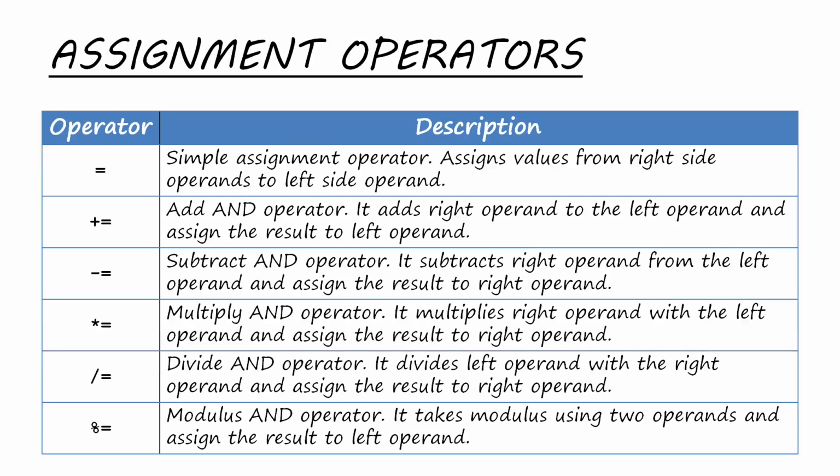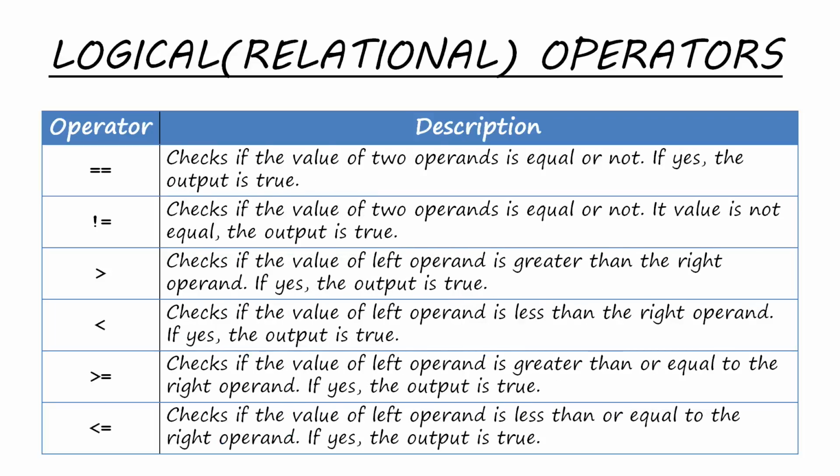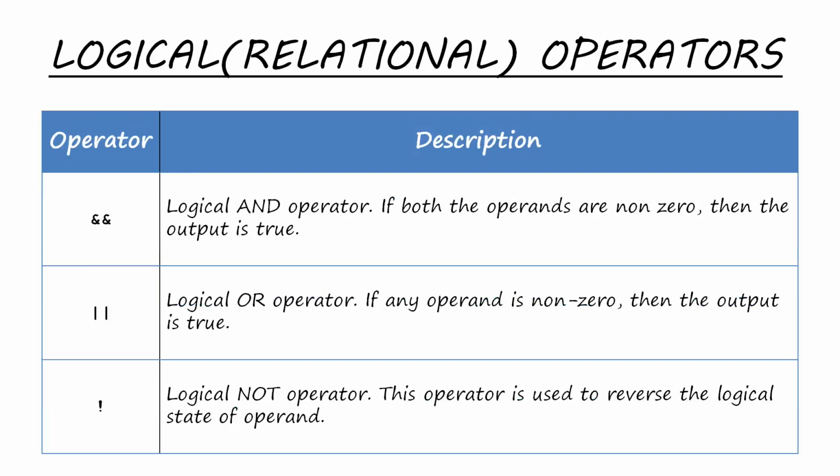Then there are assignment operators, which are of different types, namely the simple assignment operator, add AND operator, subtract AND operator, multiply AND operator, divide AND operator, and modulus AND operator. These will be discussed later in the same video. Then there are logical operators. These are again of many types and are used for comparison between two operands. First is equal to, second is not equal to, then greater than, less than, greater than equal to, less than equal to, and, or, and not.